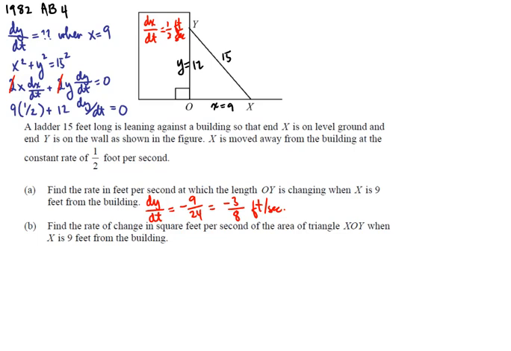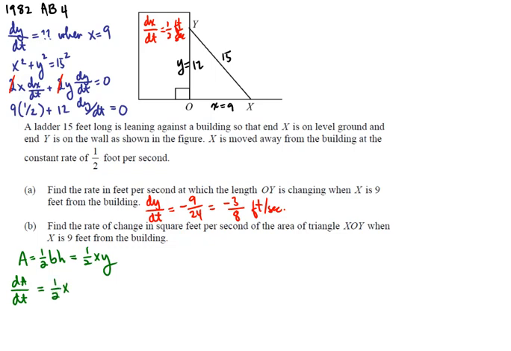Second, in part B, we want to find the rate of change in square feet per second of the area of triangle XOY when x is 9 feet from the building. Well, area is just 1/2 base times height. In this case, it's going to be 1/2 xy. If we take the derivative of both sides with respect to t, we can find the rate at which that area is changing. We get dA/dt is equal to, we're going to have to use a product rule here, so 1/2 x will be our first function and y will be our second.